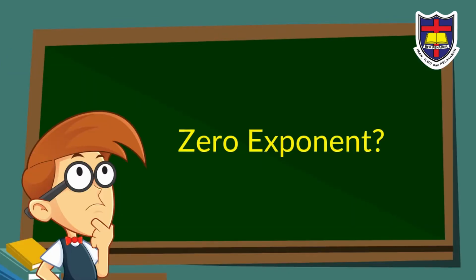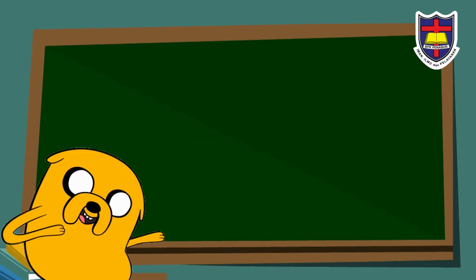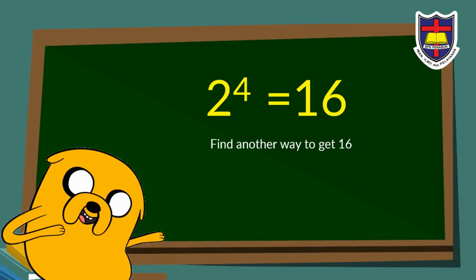So what will happen if the exponent is zero? To answer that question, we will try to find the pattern here. For example, I have 2 to the power of 4. We've already learned that 2 to the power of 4 equals 16. So now we must try to find another way to get 16. But remember, it must be related to the question.